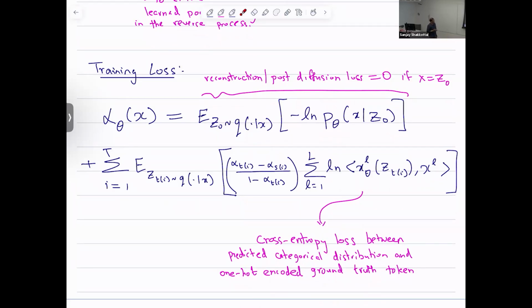The training loss, ignoring the first reconstruction step, is this: for every time step in the diffusion, you have some weighted cross entropy loss between the predicted token and the actual token. So this is a one-hot thing, this is a distribution, and that's all there is to it. So it's very intuitive what this loss is. But let's actually derive this.